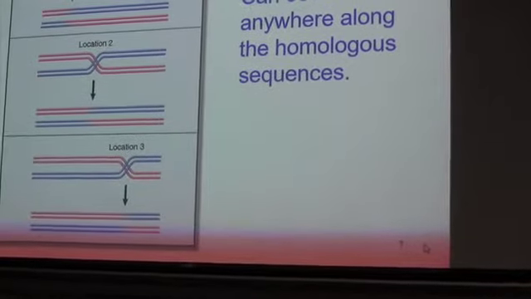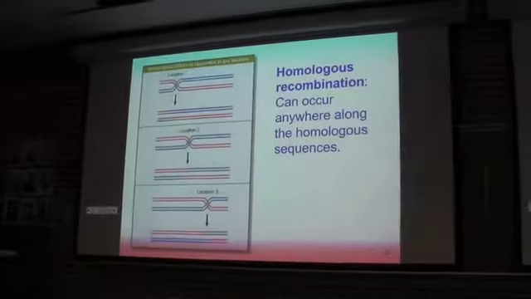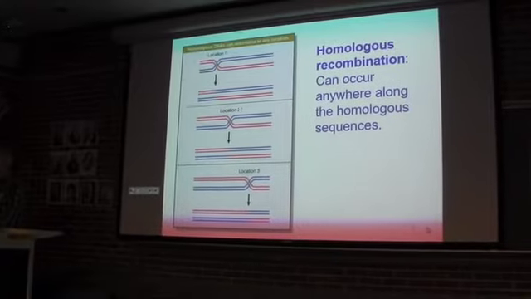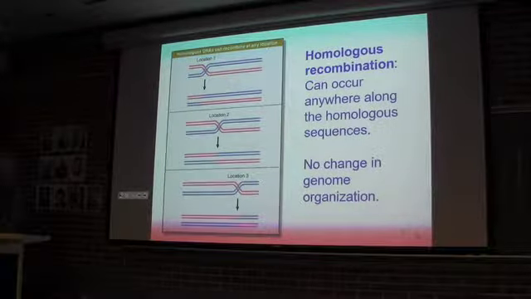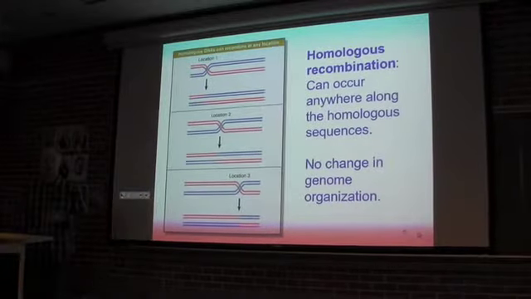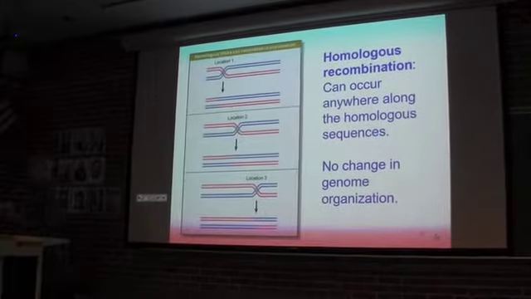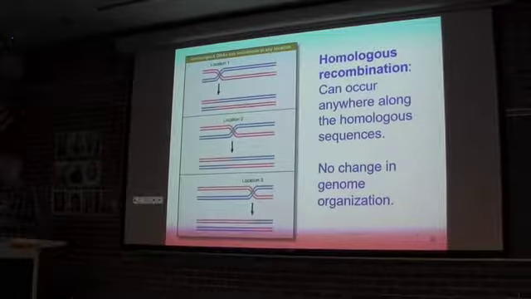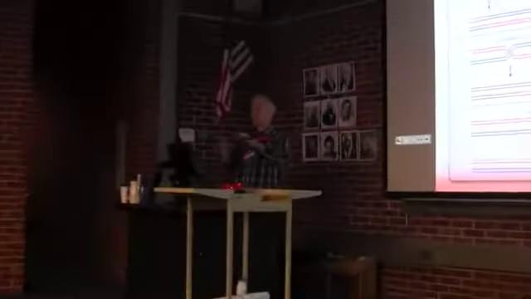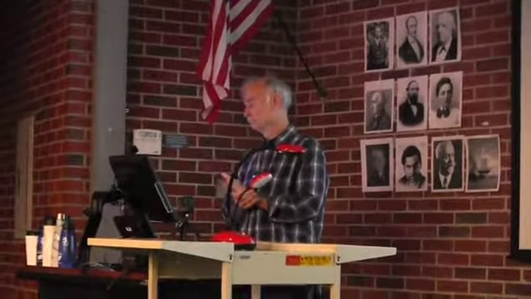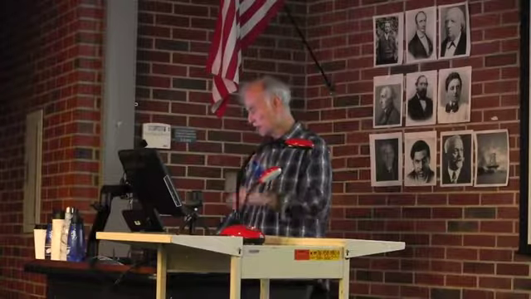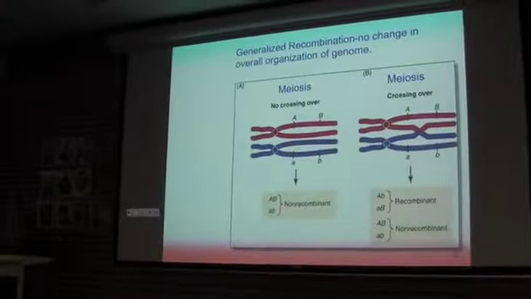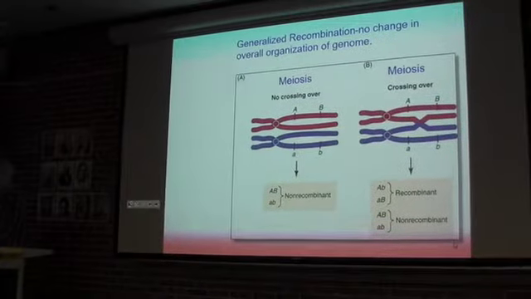Homologous recombination can occur anywhere, of course. You just need to have homology among the sequences. It does not restrict it to any particular region. There's no change in genome organization generally, but you don't get inversions happening and big shuffling events occurring. It's just usually a splicing at a homologous region. Again, generalized recombination is homologous recombination.